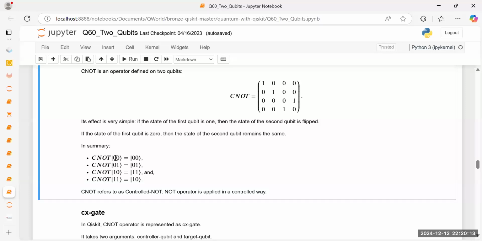So if the control qubit has a value of 0, we're going to do nothing to the target. The target stays the same. But if the control qubit has a value of 1, then we flip the value of the target. So 0 here becomes 1, and 1 here becomes 0. So we apply a NOT operator to the target if the control qubit has a value of 1.